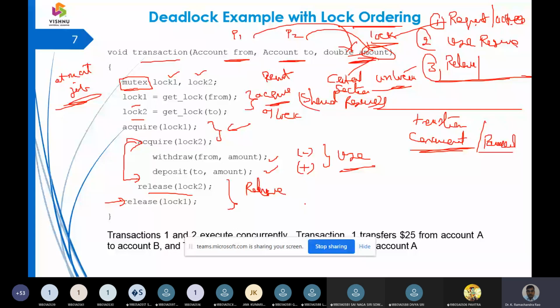Now you can see the ordering: which transaction is going to be taken up first, and which transaction is going to be taken up next. Ordering between transaction 1 and transaction 2 is going to be taken. That is where locking ordering happens. First I need to do a withdrawal operation, later on I'm going to do a deposit operation. That sequencing mechanism is going to be decided by the operating system.